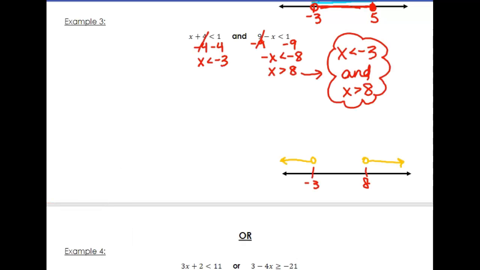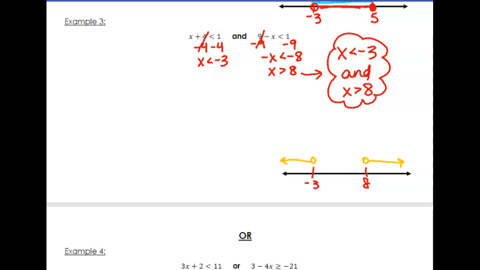So look at the work. Remember that if you move this 9 by subtracting 9, a negative x is left over, and in order to get it to be just x, you've got to change all the signs and flip the inequality. So that might be a mistake that happened. Make sure you're careful with that.